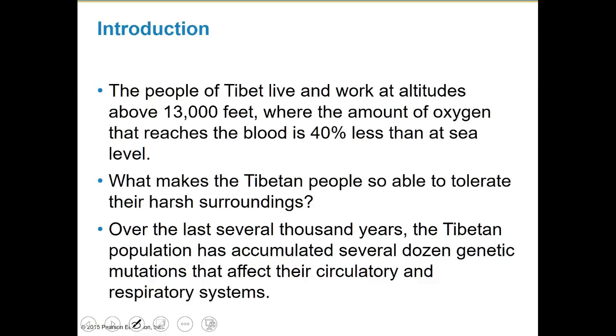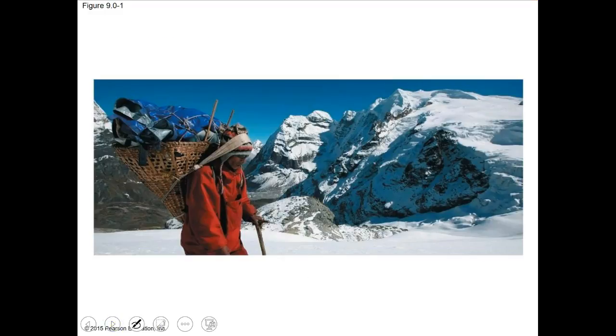The people of Tibet live and work in altitudes above 13,000 feet, where the amount of oxygen that reaches the blood is 40% less than at sea level, which is basically where we are. So that makes the Tibetan people so able to tolerate these harsh surroundings. Over the last several thousand years, the Tibetan population has accumulated several dozen genetic mutations that affect their circulatory system and their respiratory system. So these are the Tibetan people.